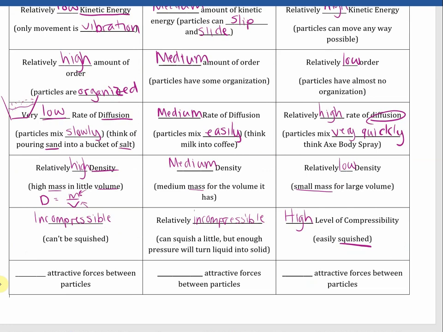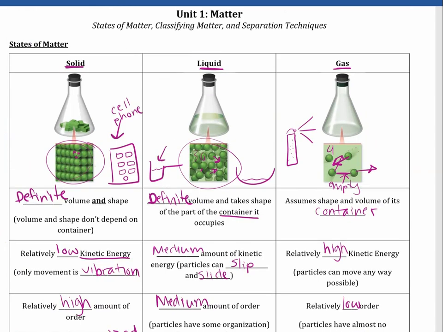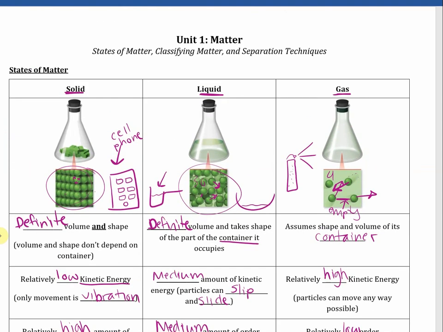And last but not least, the reason that these particles behave the way they do has to do with the attractive forces between them. The attractive forces are like little magnets that hold the particles together. So solids have really strong attractive forces holding their particles together. That's why they're all lined up next to each other. They're all touching. They're also stuck and not moving because there's really strong forces holding them together. So of course they can't go anywhere.